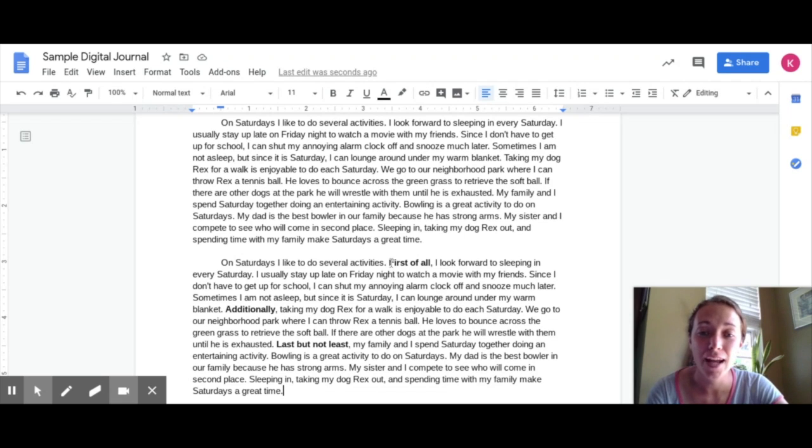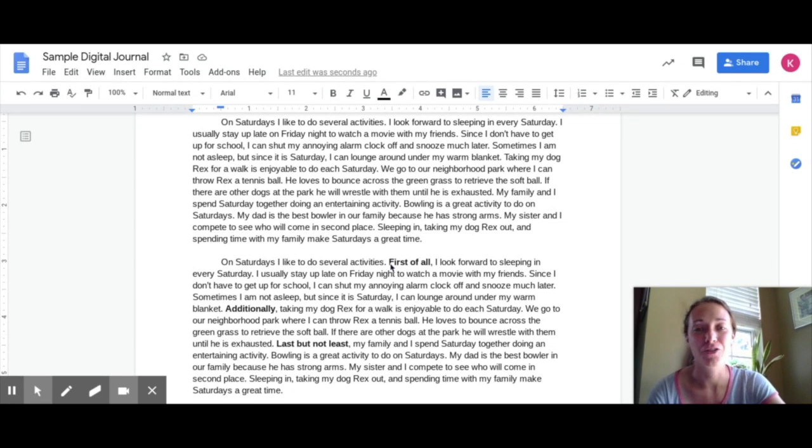These bolded words that I have here are called transition words, and that's what we're going to be talking about today. We're going to be talking about transition words, and we're going to practice using them. To help get your mind going on transition words, I'm going to write a few down below on my Google Docs here so that you can see some examples of transition words.